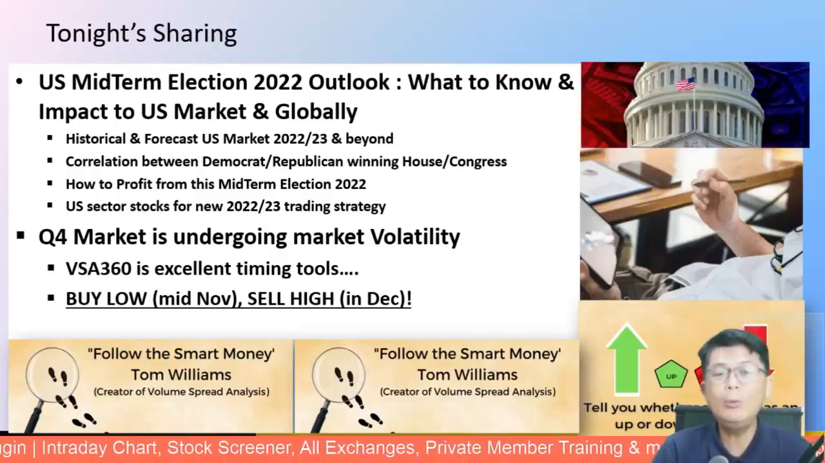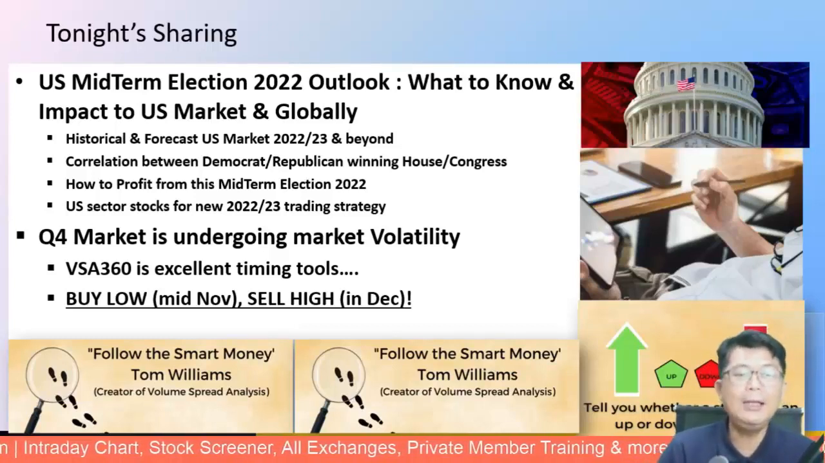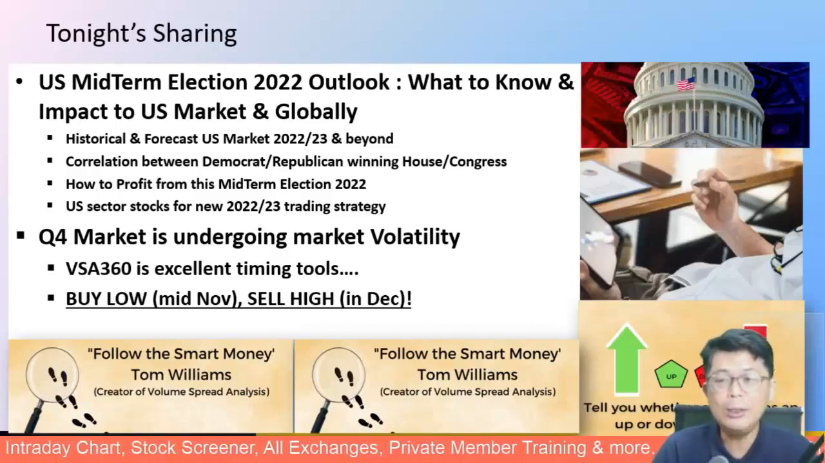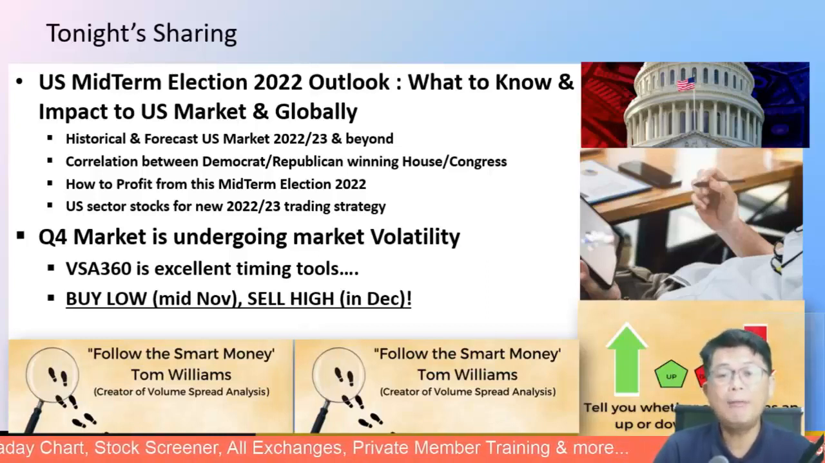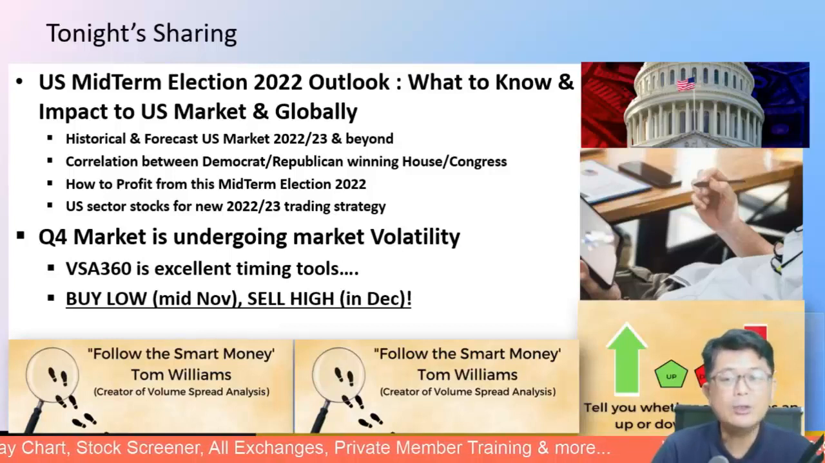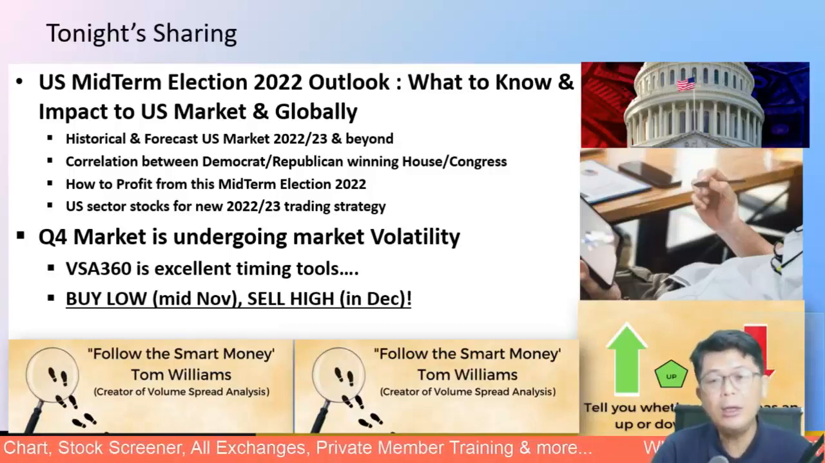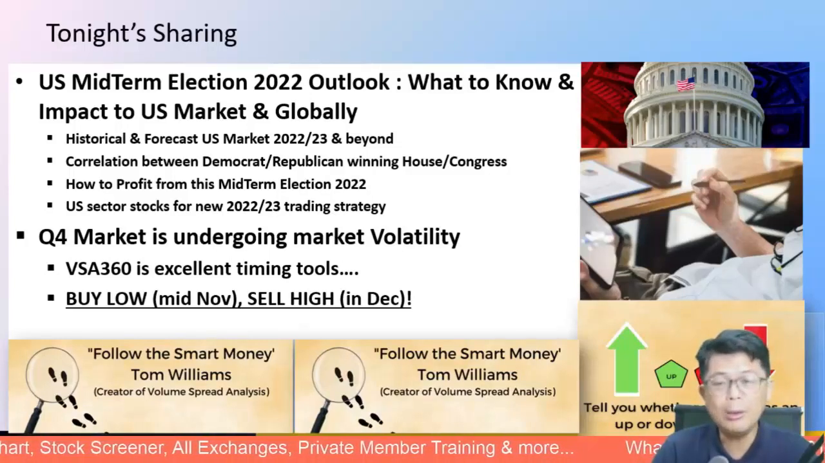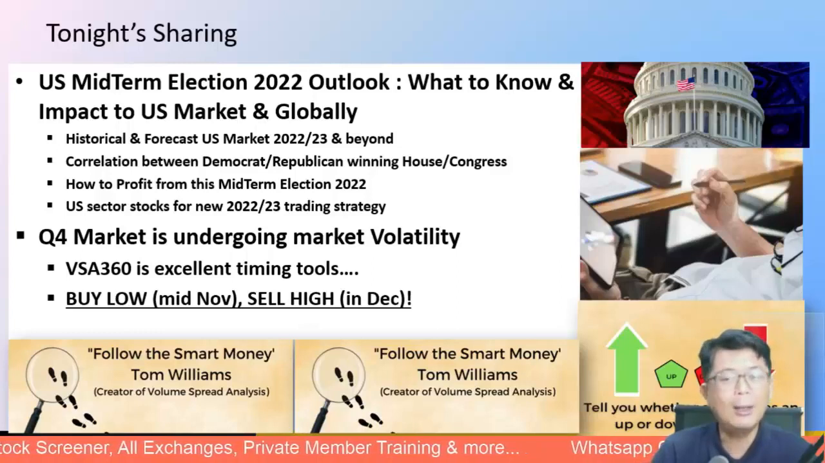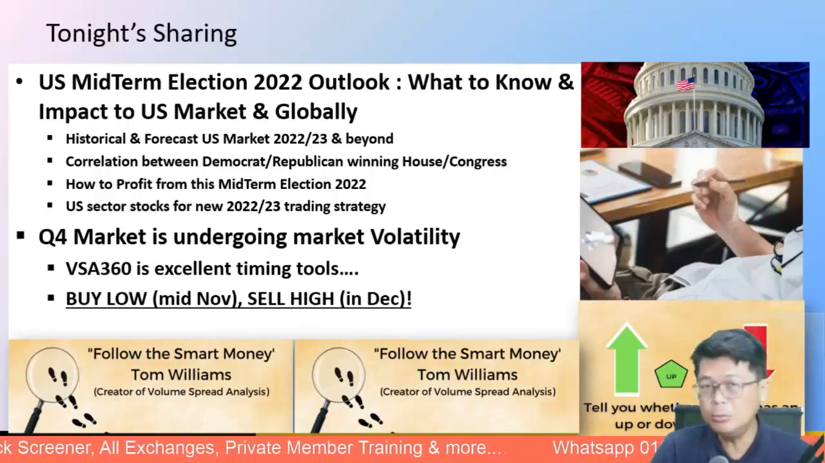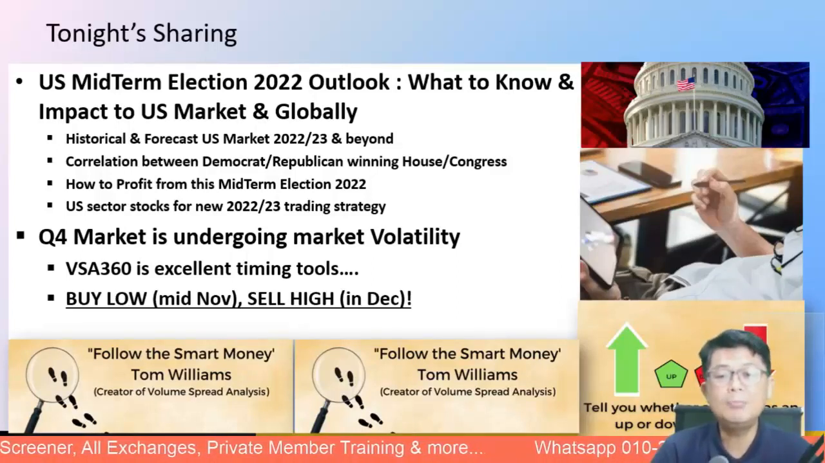Now, what we have for you tonight is definitely the US midterm election 2022: what to know, what the impact is on the US market, and where we fare from here. We will look at some of the historical data and also forecasts going into the US market in 2022 and 2023, the correlation between the Democrats and Republicans winning the House, the Congress and the Senate, and more importantly, how to benefit from this midterm election 2022.